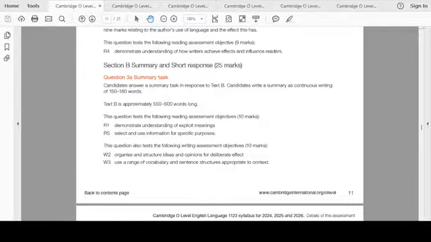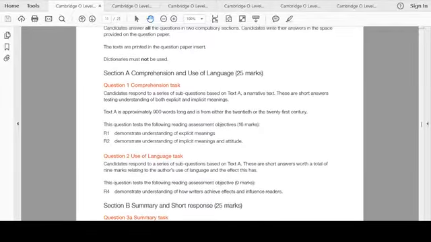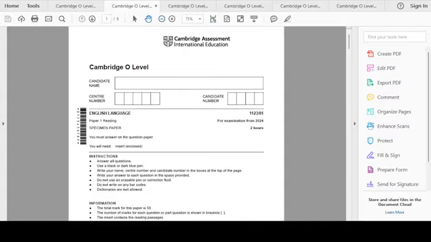So let's take a look at the question papers briefly, and then also let's go over the marking scheme. Any questions so far? I'm guessing not. Okay.